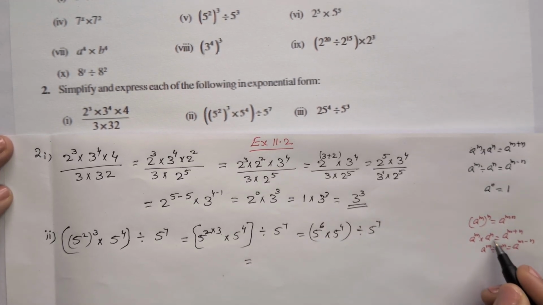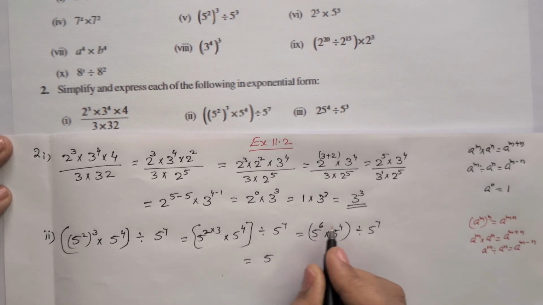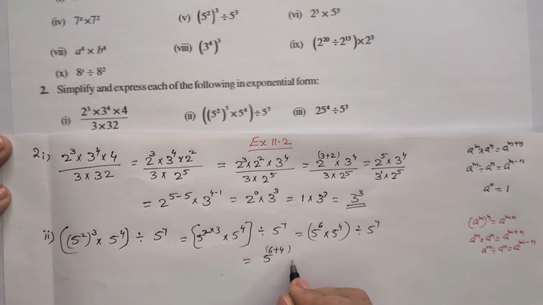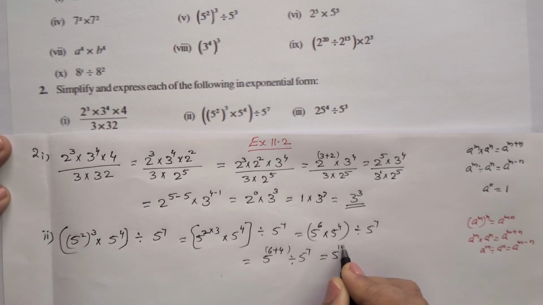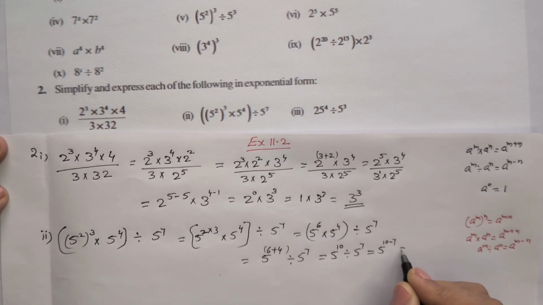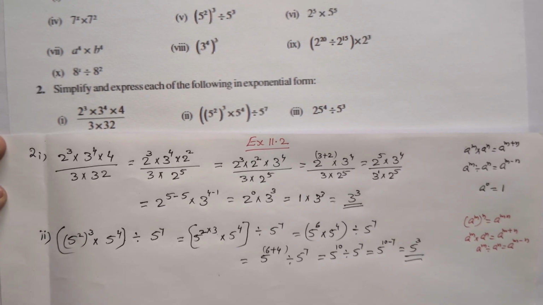We can add by using the rule a raised to m into a raised to n is equal to a raised to m plus n. So that will come as 5 raised to 6 plus 4, divided by 5 raised to 7, which is equal to 5 raised to 10 divided by 5 raised to 7. That means 5 raised to 10 minus 7 is equal to 5 cube. Using the division rule, a raised to m divided by a raised to n is equal to a raised to m minus n.